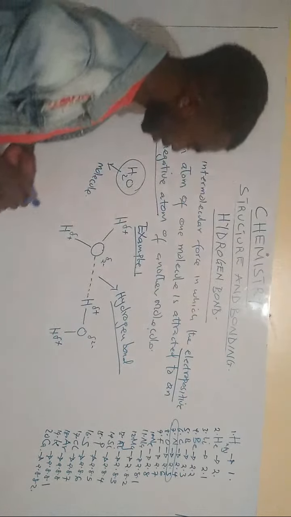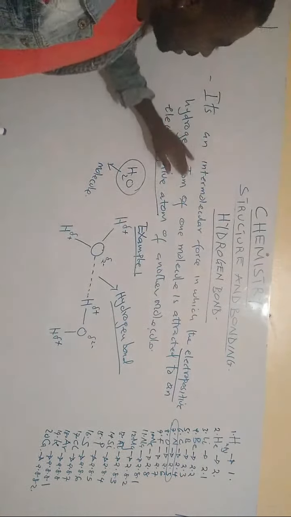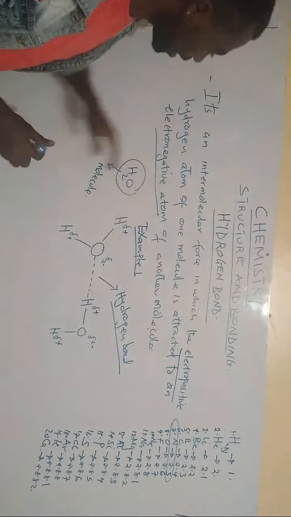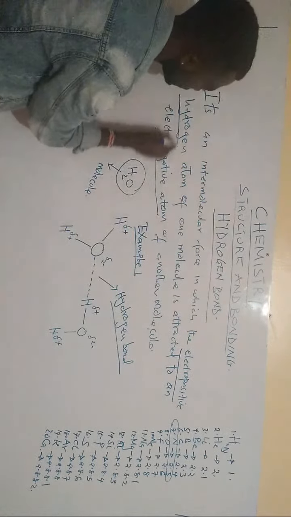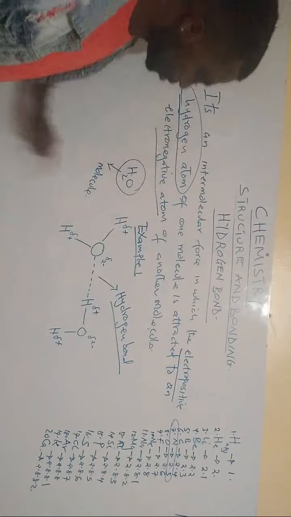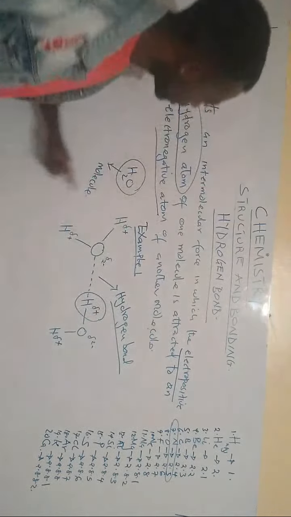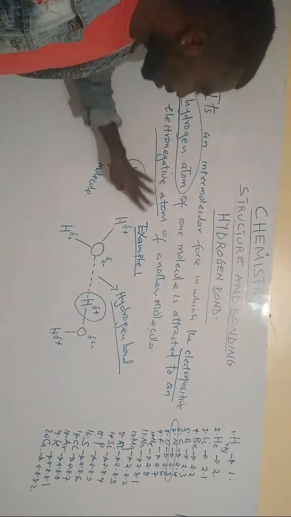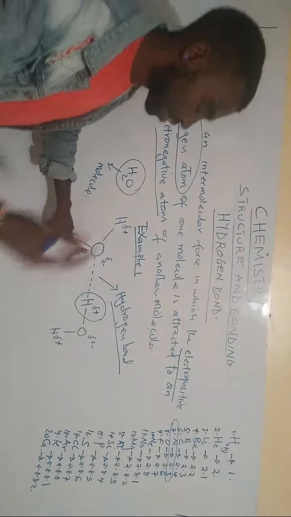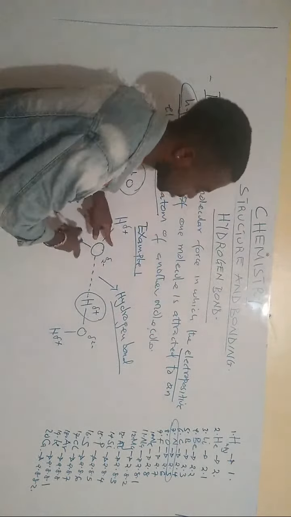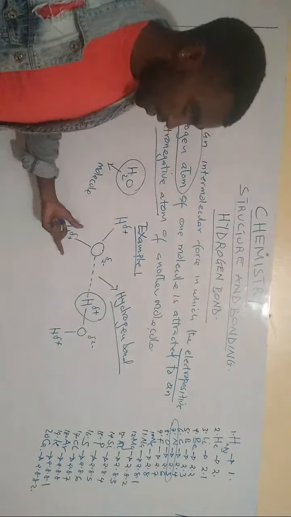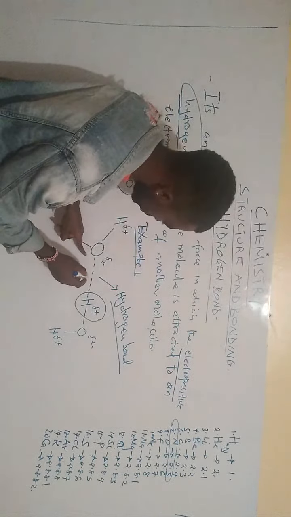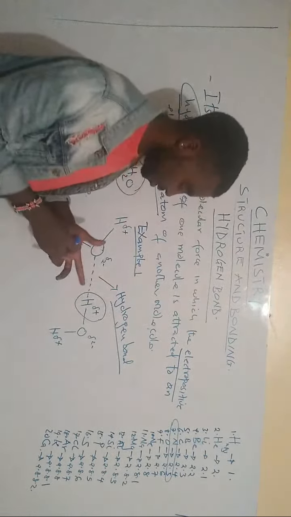I think that is self-explanatory. It's a hydrogen bond, an intermolecular force in which the electropositive hydrogen atom of one molecule is attracted to an electronegative atom of another molecule. That's why it's called hydrogen. Another molecule we took as water, but we can get another molecule as well. There are so many, ammonia, etc. So the bond between these two, electropositive and electronegative, is what we call the hydrogen bond.